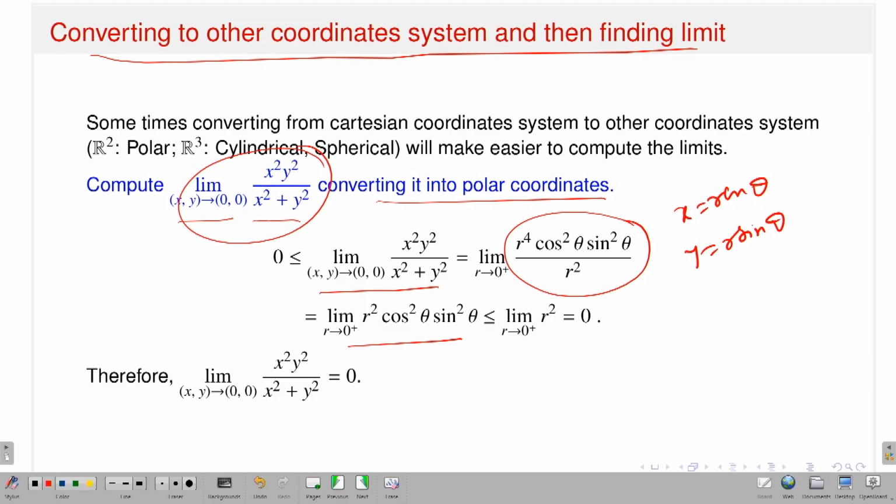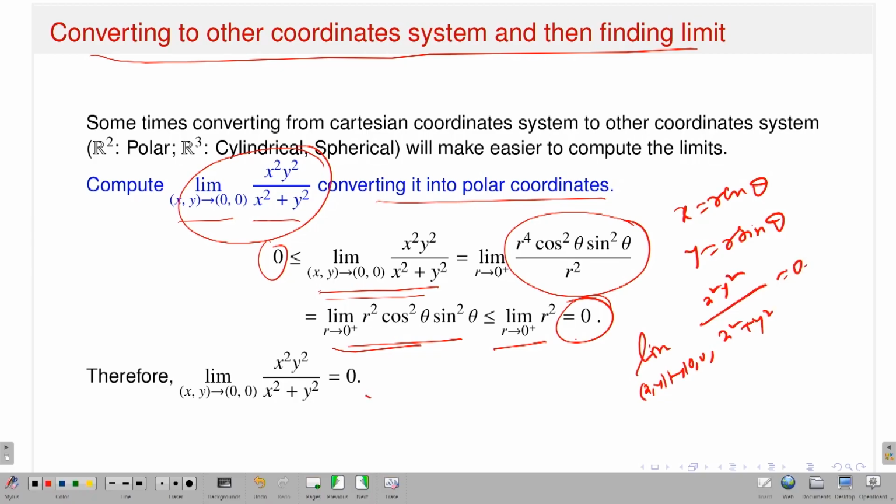But I know that cos square theta and sin square theta are always less than or equal to 1. Therefore this limit is always dominated by this limit. And what is that limit? The limit as r approaches 0 plus of r square, which is nothing but 0. So on the left I have 0, which is less than or equal to this limit, which is less than or equal to 0. Therefore the limit has to be equal to 0. So the limit as (x, y) approaches (0, 0) of x square y square divided by x square plus y square is exactly equal to 0. That's what I have written.